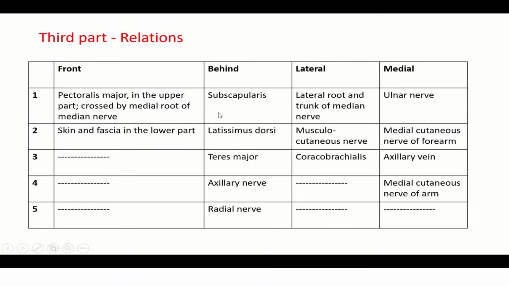Behind, again the same thing: all the structures on the posterior wall of the axilla, which I have shown in that diagram, like subscapularis, latissimus dorsi, teres major, axillary nerve, and radial nerve. Laterally, the lateral root and trunk of the median nerve, musculocutaneous nerve, and coracobrachialis. I'll show you in the diagram. Medially, ulnar nerve, medial cutaneous nerve of forearm, axillary vein, and medial cutaneous nerve of arm.